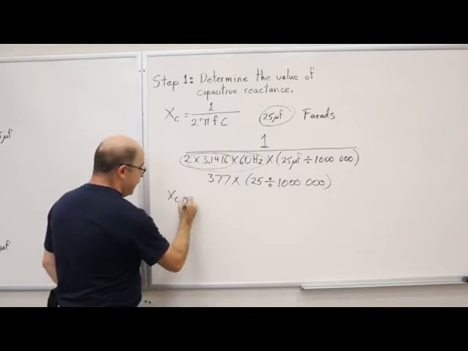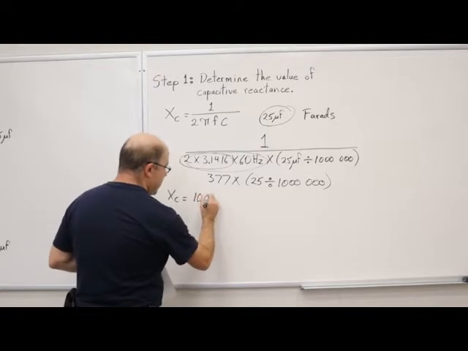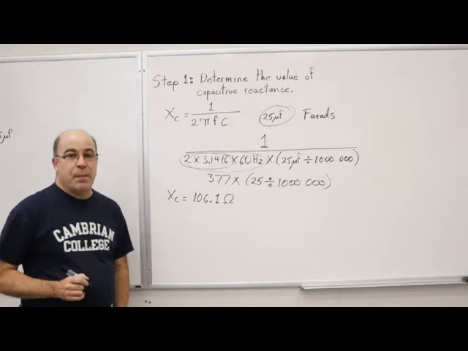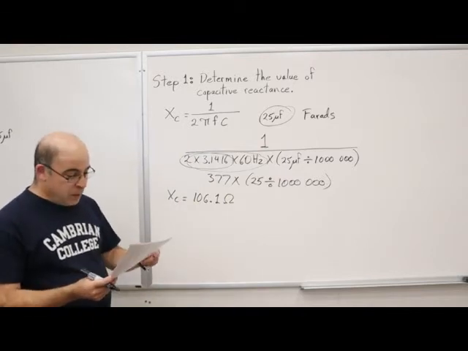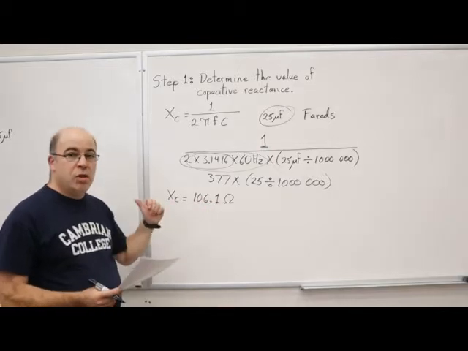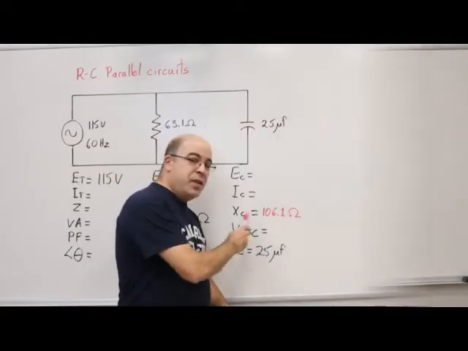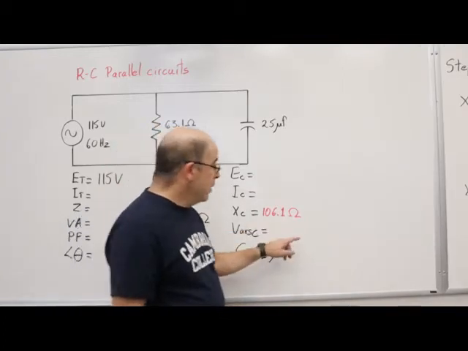Executed properly, the answer you should get is 106.1 ohms of capacitive reactance. Now we're going to take this, I'm going to put it in the chart, and then we're going to keep cracking on. I've just finished inputting my value for capacitive reactance.